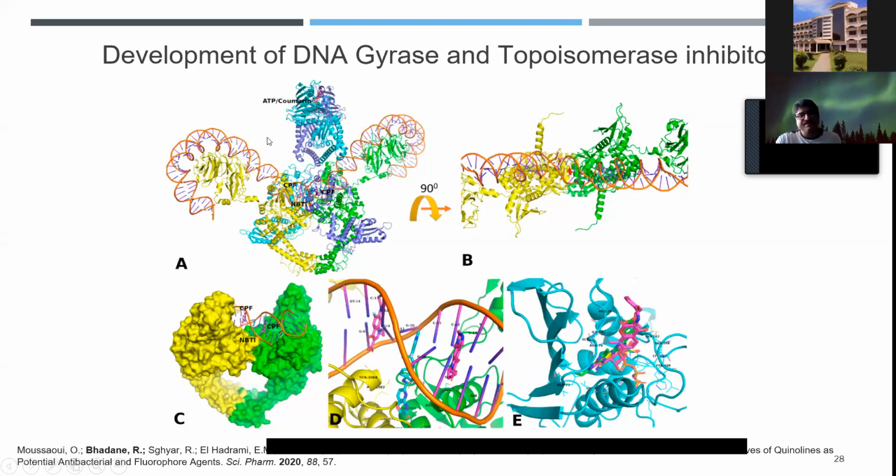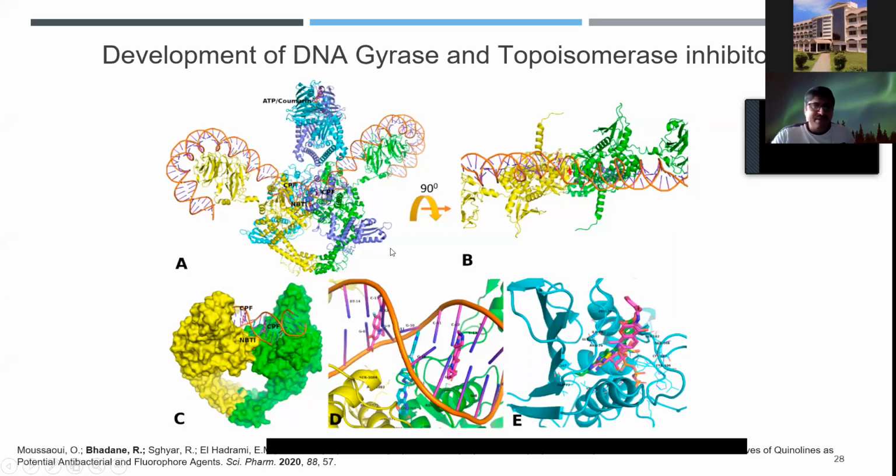If we look at this DNA gyrase, inhibitors could bind to the B subunit of DNA gyrase, or they can bind to the A subunit of DNA gyrase. This structure is the A subunit. The A subunit again has different sites. These two sites are for fluoroquinolones, and there is one new site called the NBTI site, or novel bacterial topoisomerase inhibitor site. So this is the third site on DNA gyrase.